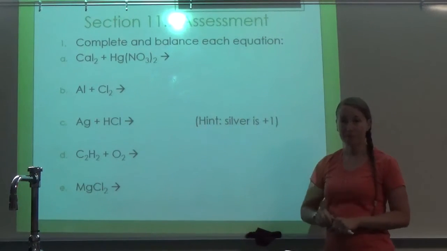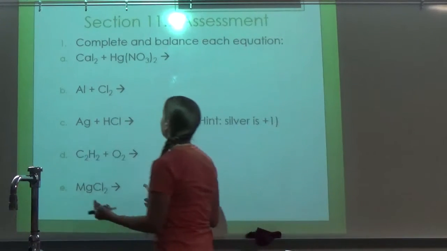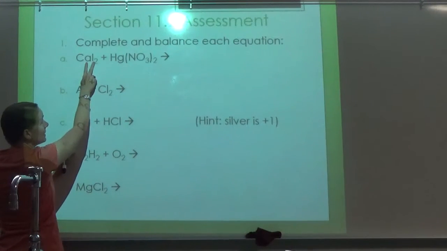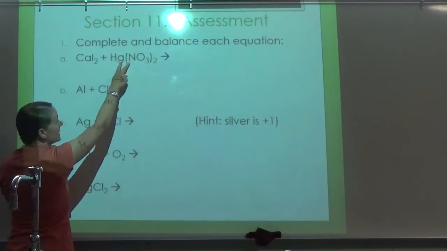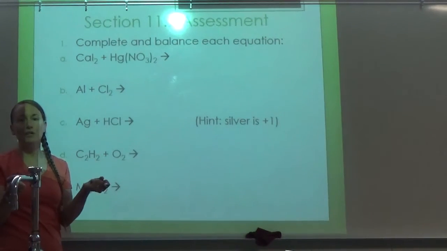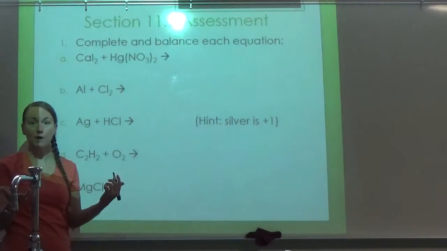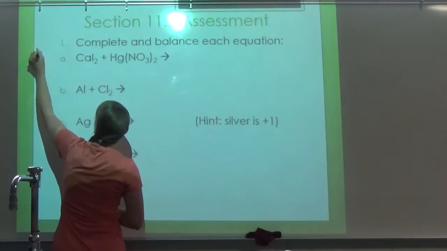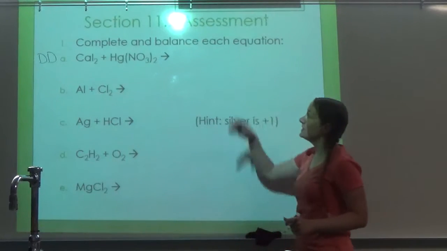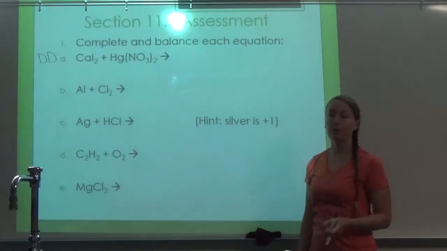So let's look at part A. So part A, I'm going to focus on, okay, I have two things together, calcium and iodine, two things together, mercury and nitrate. So if I have two pairs, what does that make you think of? Well, hopefully it makes you think of wife swap, which is double displacement. So I'm just going to write double displacement over here.